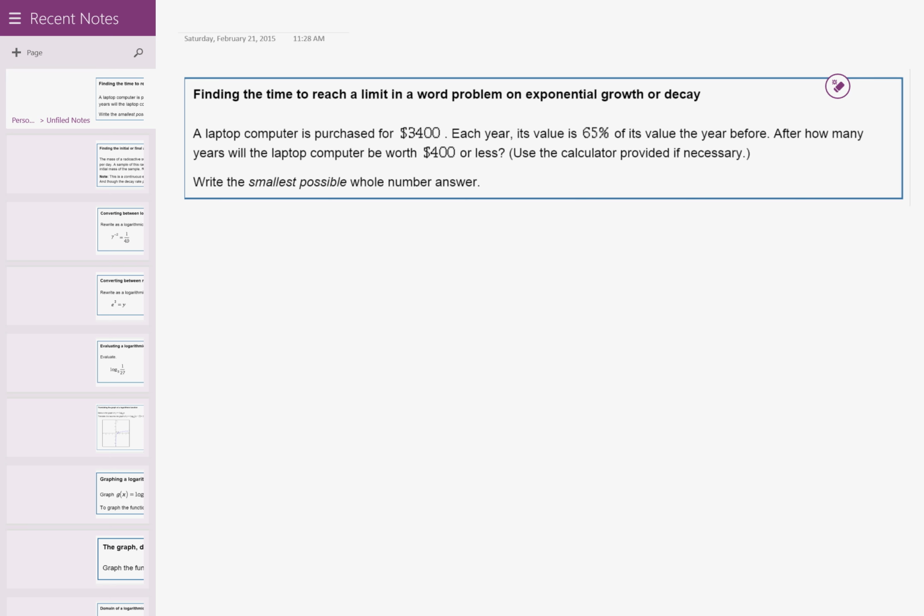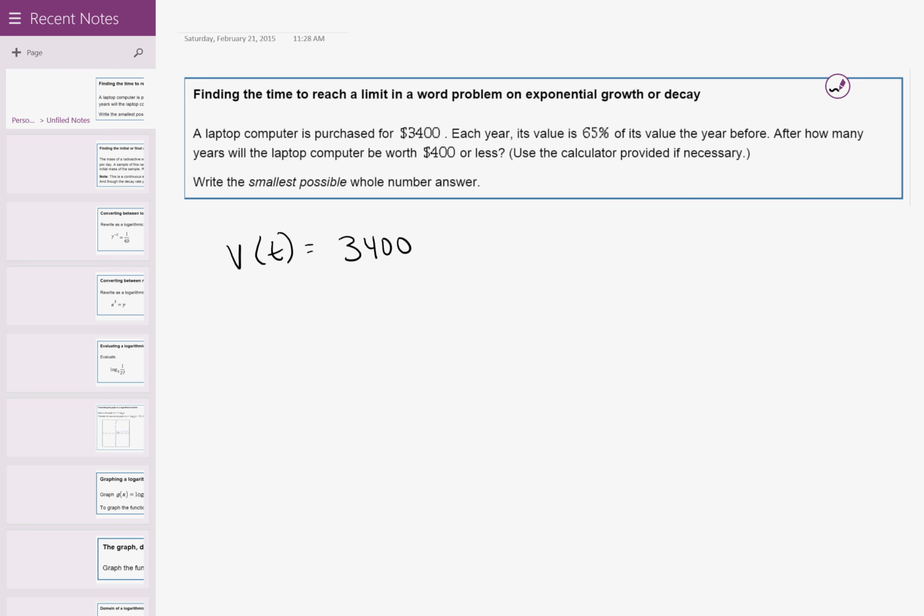Okay, we want to find a time to reach a limit in a word problem on exponential growth or decay. I'm told that a laptop computer is purchased for $3,400. Each year, its value is 65% of its value the year before. So what happens is that we start with a $3,400 laptop.